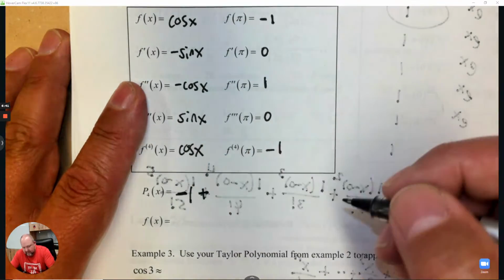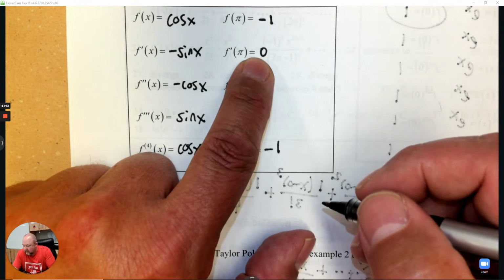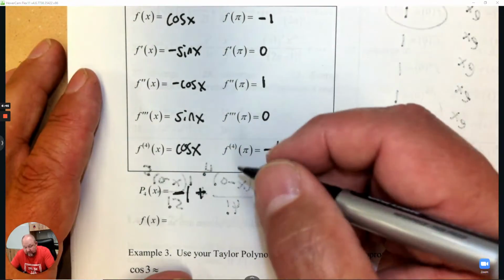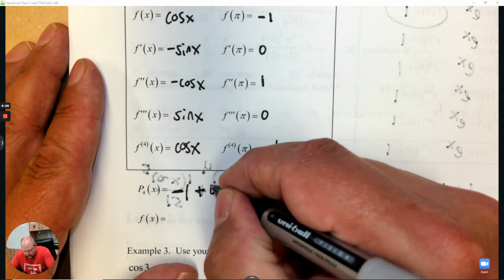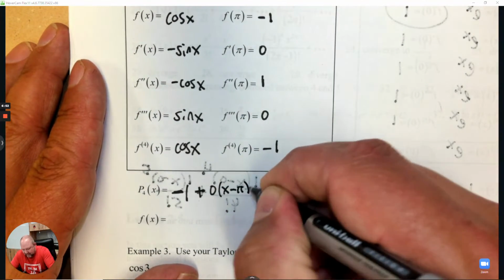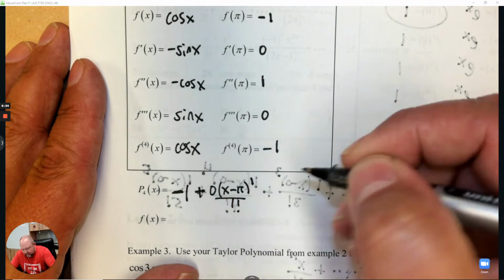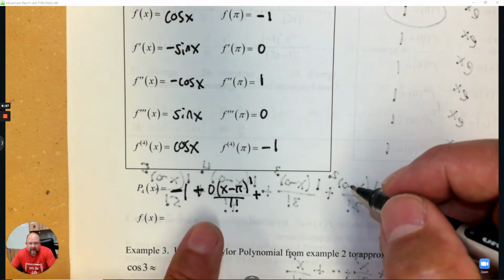plus 0. Now, of course, 0 times anything, the answer would just be 0, so we actually don't need to write it, but we'll write it out for the pattern. So it's 0, and then it's x minus pi to the 1 over 1 factorial, even though that answer is 0.